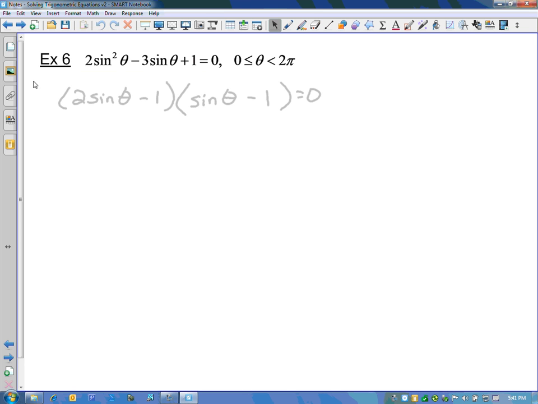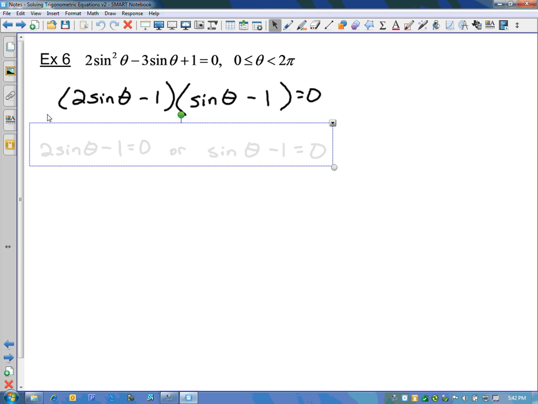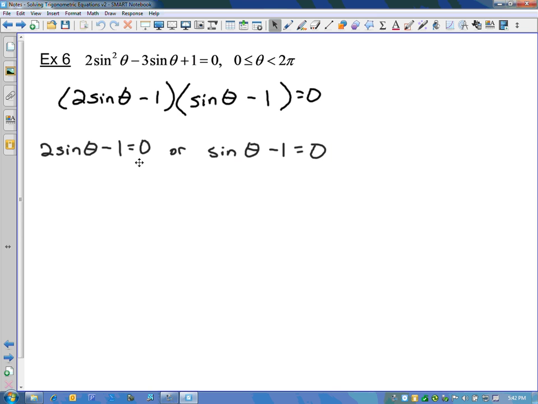And when we factor it, we should factor it as 2 sine theta minus 1 times sine theta minus 1. And the idea we're going to use here is the zero product property. If you have two things that are multiplied together and the result is 0, that means that one of those two things must be 0. So either the first factor is 0 or the second factor is 0.